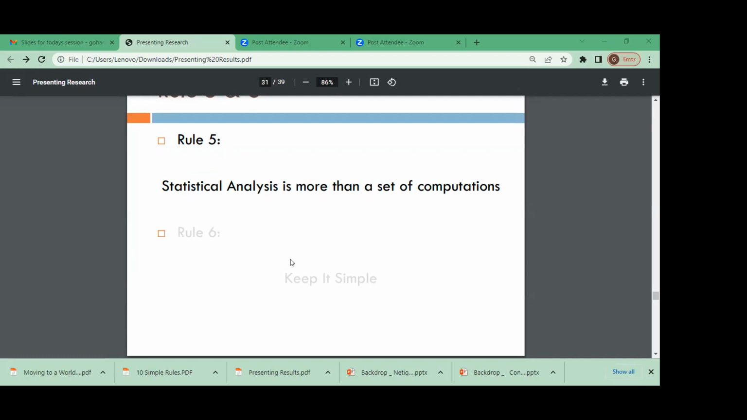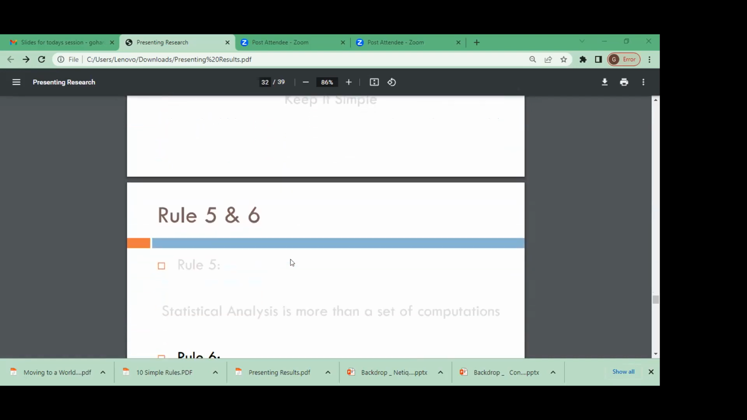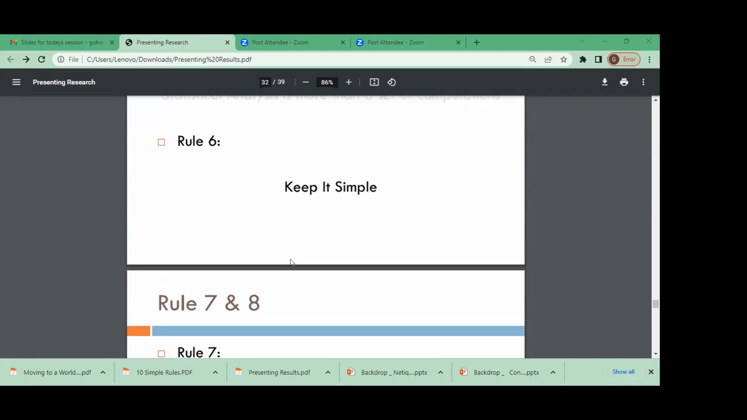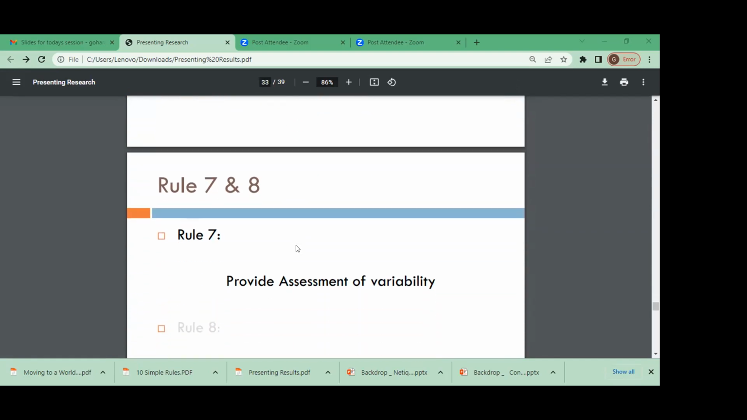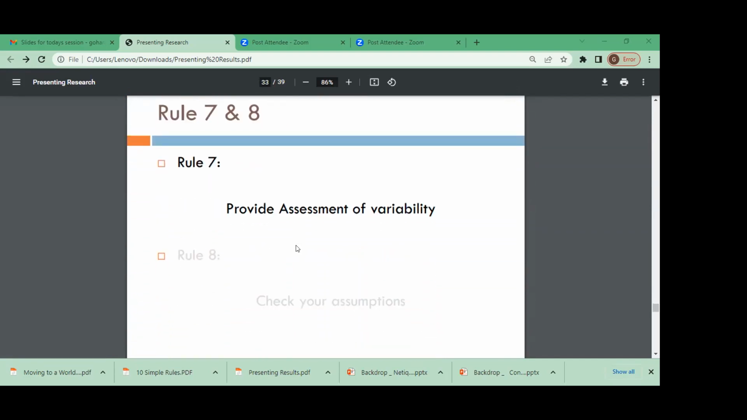And then rule 6 is keep it simple. I've talked about it earlier as well. So you want to keep it simple. You really don't need to go for very complex statistical methodology. Instead, keep it simple. Use a simple statistical methodology that can help you answer the question, and that a layman can easily understand as well.